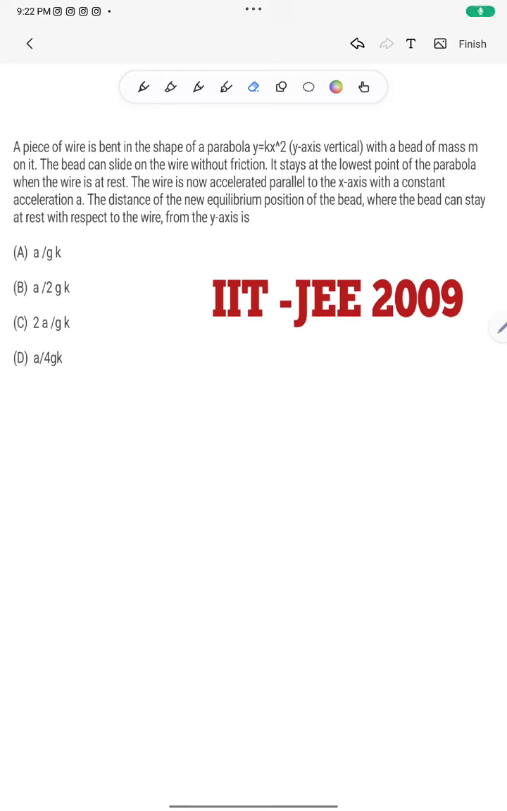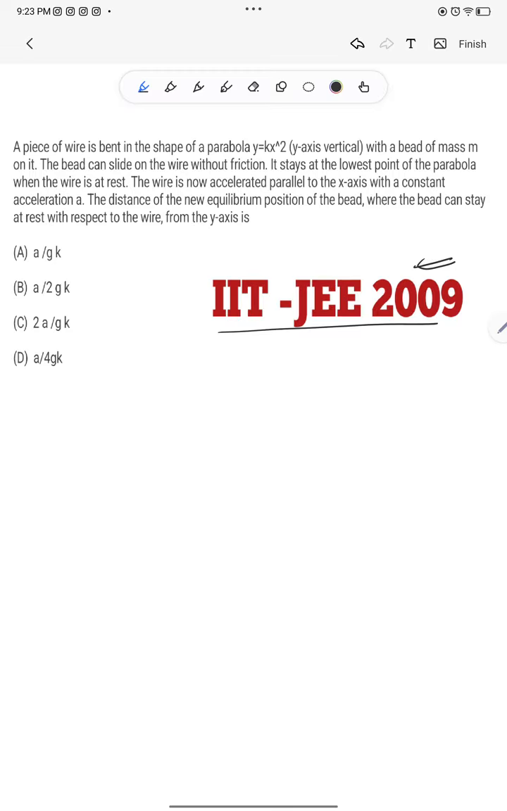Yeah, student, we have another question of the laws of motion that has been asked in JEE Advanced, or we can say IIT JEE, in 2009, because at that time there was no JEE Advanced. At that time, the exam was simply called IIT JEE. So this question has been asked in 2009. Let's see what the question is saying.